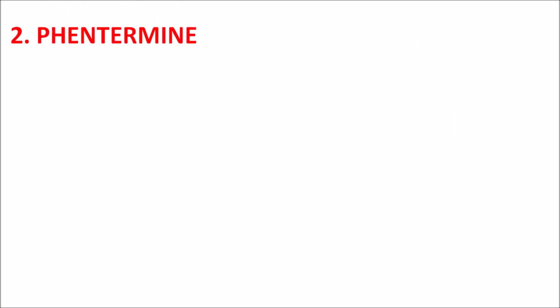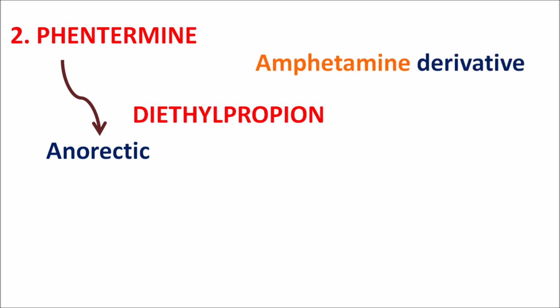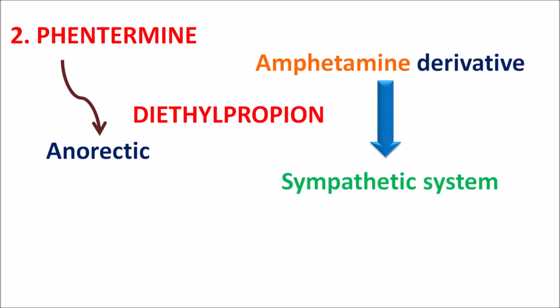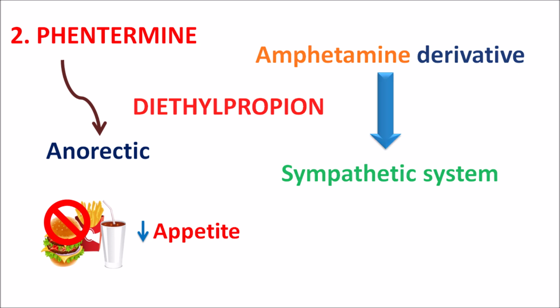The second drug is Phentermine. Phentermine is classified as an anorectic agent. This drug acts as a sympathomimetic, and another drug within this category is diethylpropion. Both of these drugs are classified as anorectic agents which reduce the appetite, and these drugs are amphetamine derivatives. That's why they can act as sympathomimetics. So they can stimulate the sympathetic system, and because of increased sympathetic activity within the CNS, they reduce the appetite, which reduces the intake of food, thereby reducing the body weight.